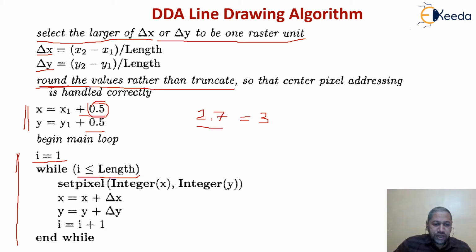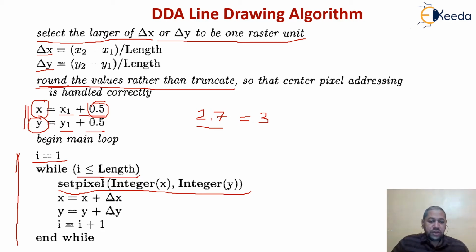What is the first thing I have to do? I know my starting point of the line is x1 and y1. Here, x1 and y1 after adding 0.5 are stored as my initial point of the line, x and y. Obviously I will set that pixel: set pixel integer x and integer y. This statement activates that particular pixel on the screen. That is my starting point, the first pixel.